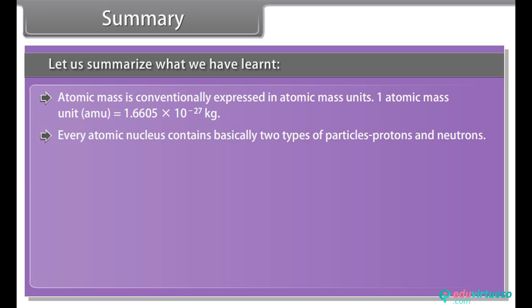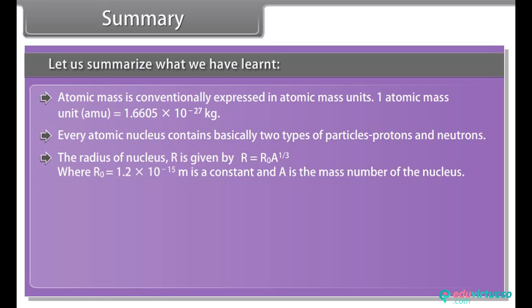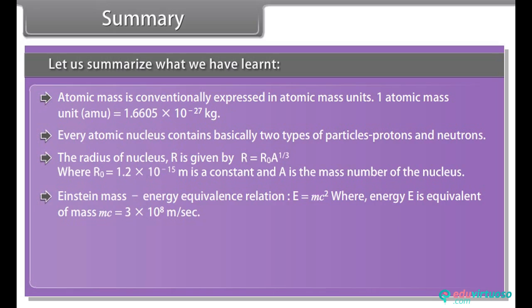Every atomic nucleus contains basically two types of particles, protons and neutrons. The radius of nucleus R is given by R = R0 A^(1/3), where R0 is equal to 1.2 × 10^-15 m, a constant, and A is the mass number of the nucleus. Einstein mass-energy equivalence relation, E = mc², where energy E is equivalent of mass m. c is the velocity of light in vacuum, that is 3 × 10^8 meter per second.